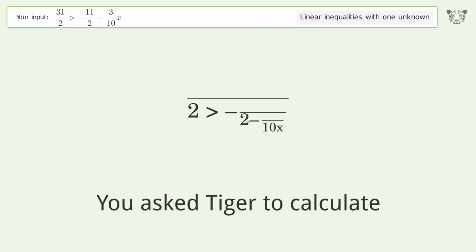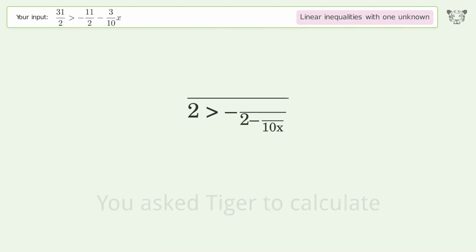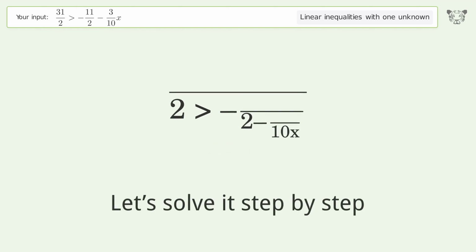You ask Tiger to calculate. This deals with linear inequalities with one unknown. The final result is x greater than negative 70. Let's solve it step by step.